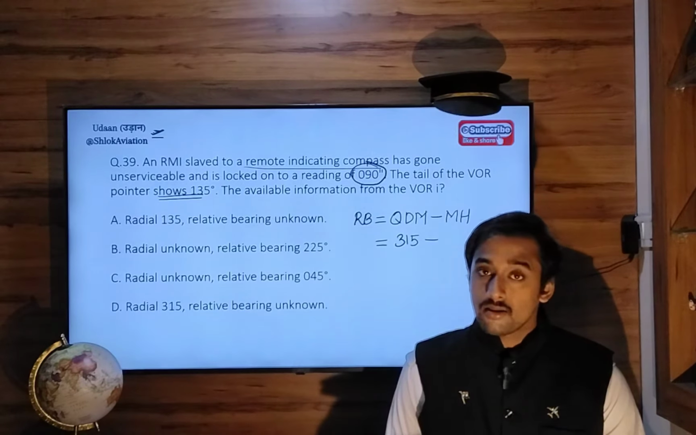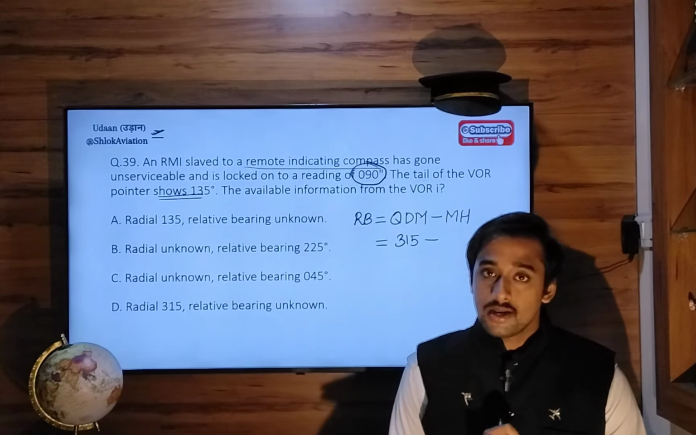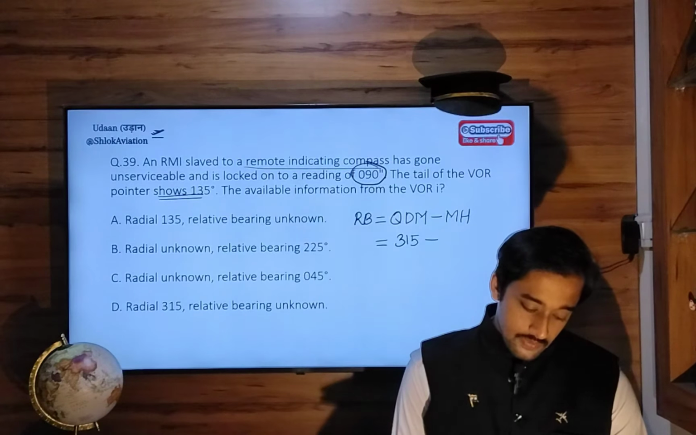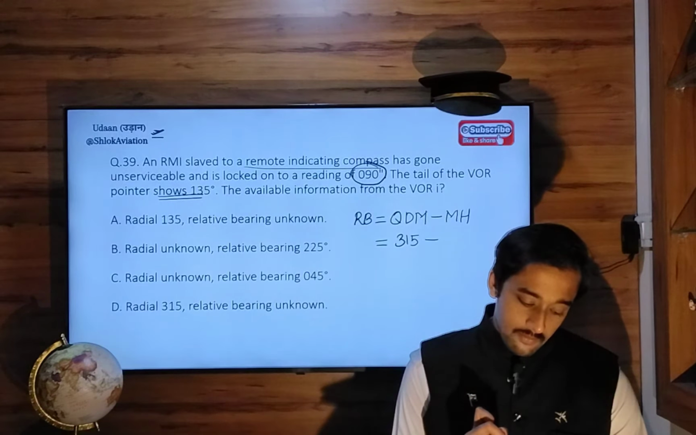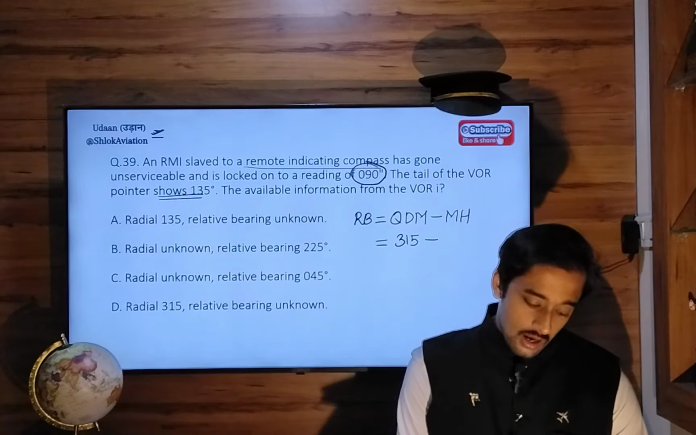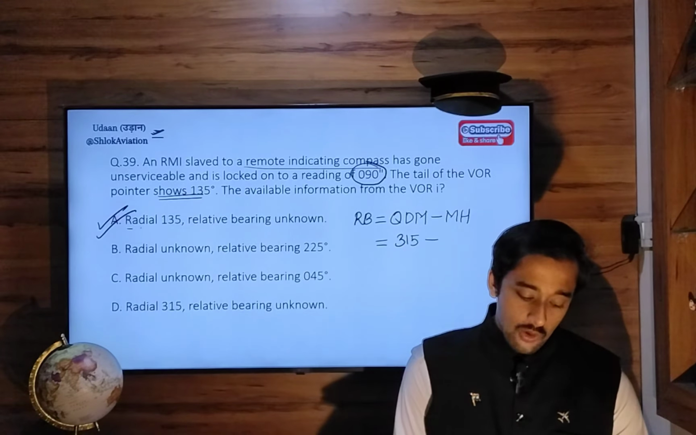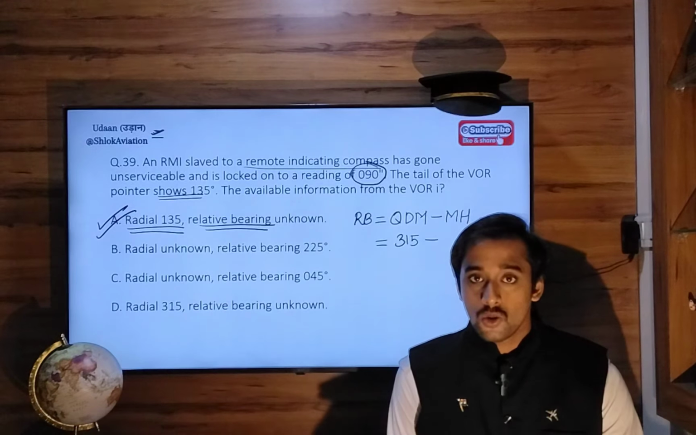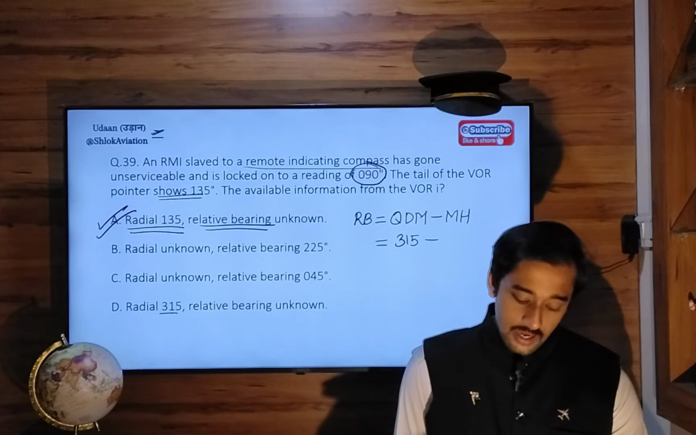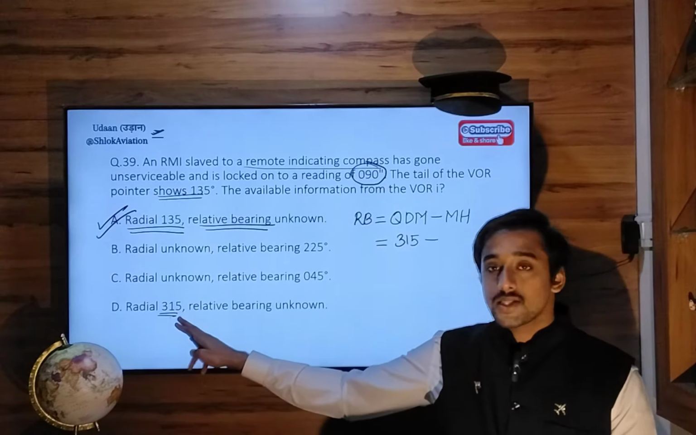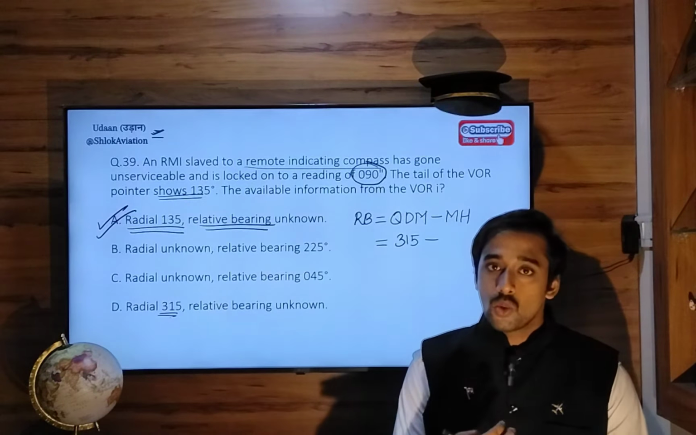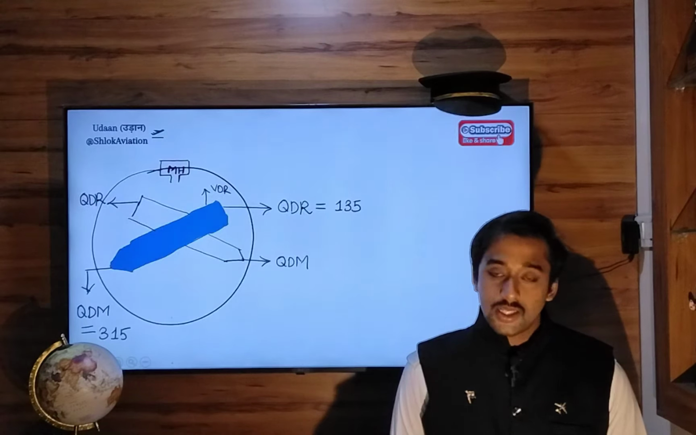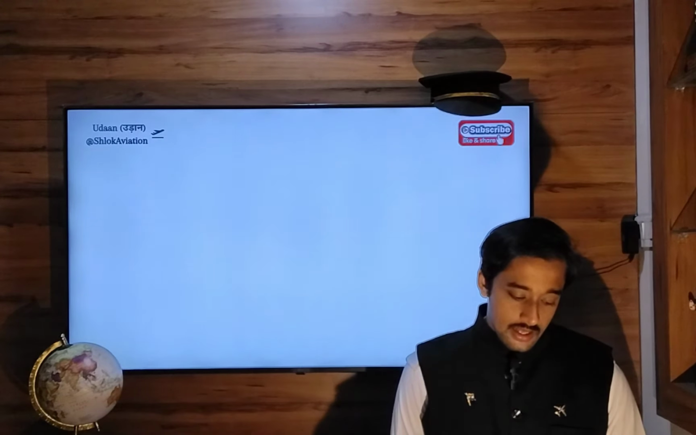So the only option which satisfies this question will be option Alpha, that we are on radial 135. Relative bearing is unknown because magnetic heading is unknown to us. This 315 is not a radial. This one is your QDM, the bearing towards the VOR. So this is how you solve the sum. Let's go to the next question.